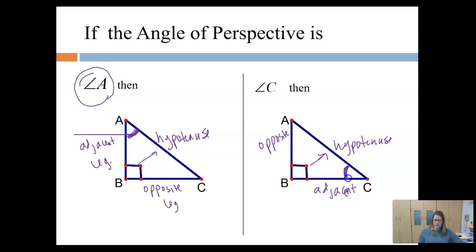It may be marked with a line like this. It may be marked with a question mark. But that's how you're going to know which angle is your reference angle, the one that has some kind of marking in it. And then you're going to label opposite, adjacent, and hypotenuse on each triangle.